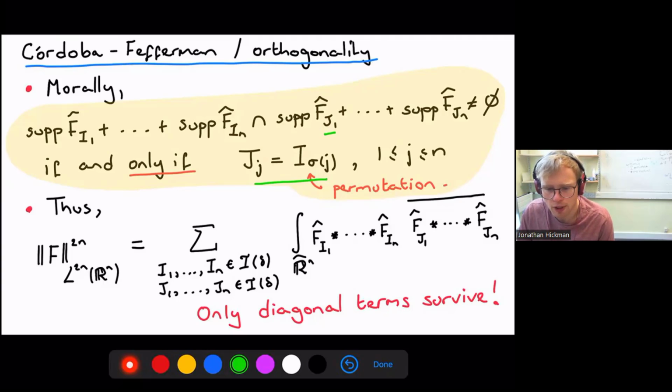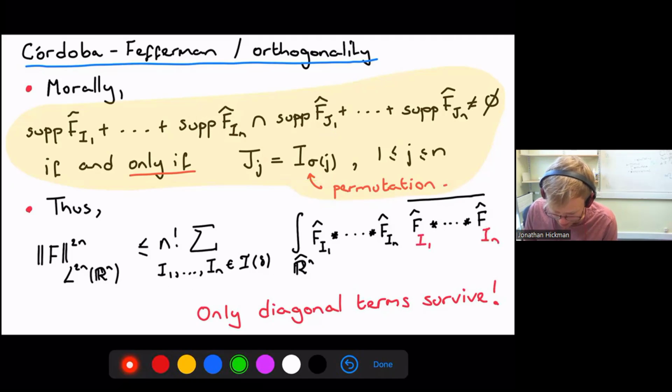If we go back to our expression from the earlier slide, we see that only the diagonal terms in this sum survive. By diagonal terms, I mean the terms exactly when the J's are formed by a permutation of the I's. If we take account of this, we can introduce an n factorial factor to count the number of permutations, and then we can remove the sums in the J's. For each n-tuple of I's, we're left with the inner product of the left function with itself.